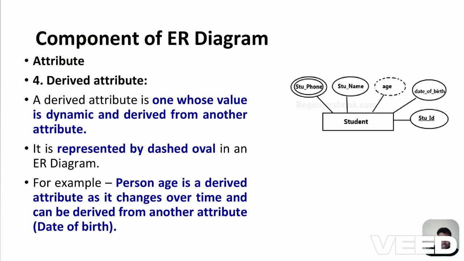Then we have the derived attribute. A derived attribute is one whose value is dynamic and derived from another attribute. It is represented by a dashed oval in an ER diagram. For example, a person's age is a derived attribute as it changes over time and can be derived from another attribute, DOB.